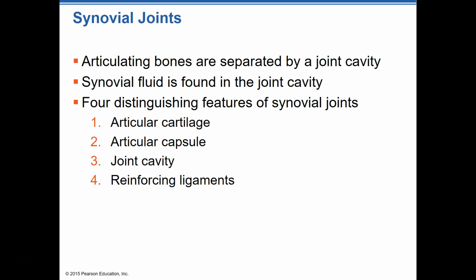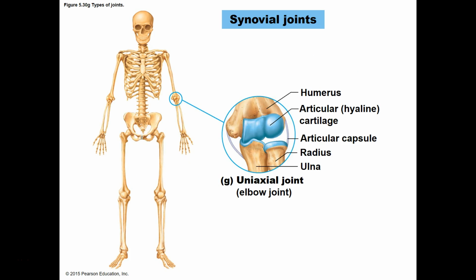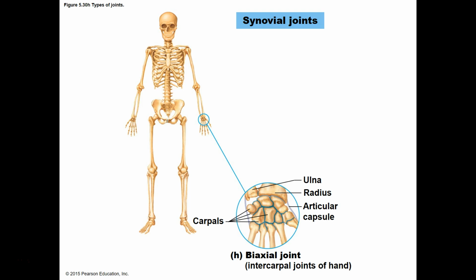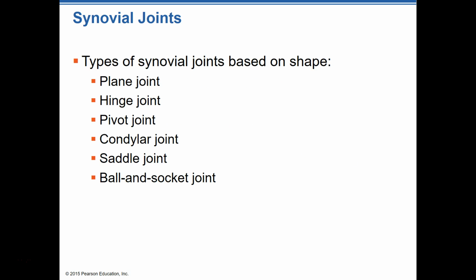Synovial joints where it's freely movable. We see the different types of synovial joints. We have multi-axial, such as the shoulder, uniaxial, such as the elbow, biaxial is the hand. Within those synovial joints, we usually have some flattened fibrous sacs called bursa. They're filled with synovial fluid, and they're not really part of the joint, but they help cushion and help with the movement. And then we have some tendon attachment that attaches in there too.